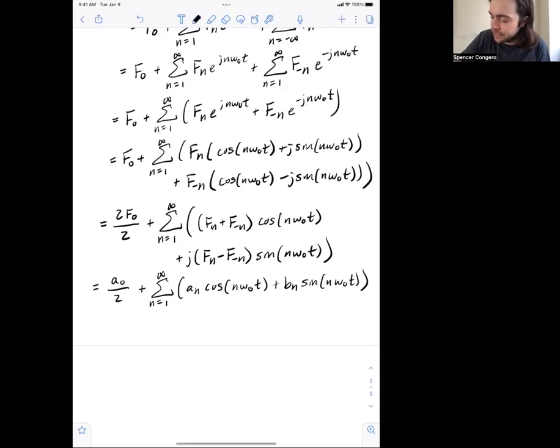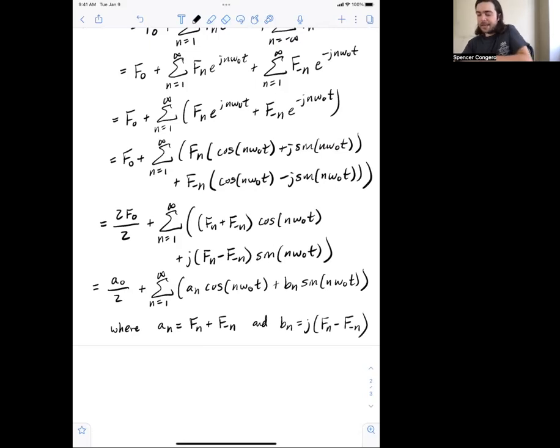Now I've got to tell you what those constants are, where a sub n is going to be f sub n plus f sub negative n, and b sub n is j times (f sub n minus f sub negative n). Okay, and so now you can see why we had to divide by this 2, because when I plug in 0 for n, a sub 0 is f sub 0 plus f sub negative 0. So it's just 2 times f sub 0. So when I divide by that 2, I get back f sub 0, which is what I wanted. Okay, so it looks a little awkward here, but it makes this description a little nicer.